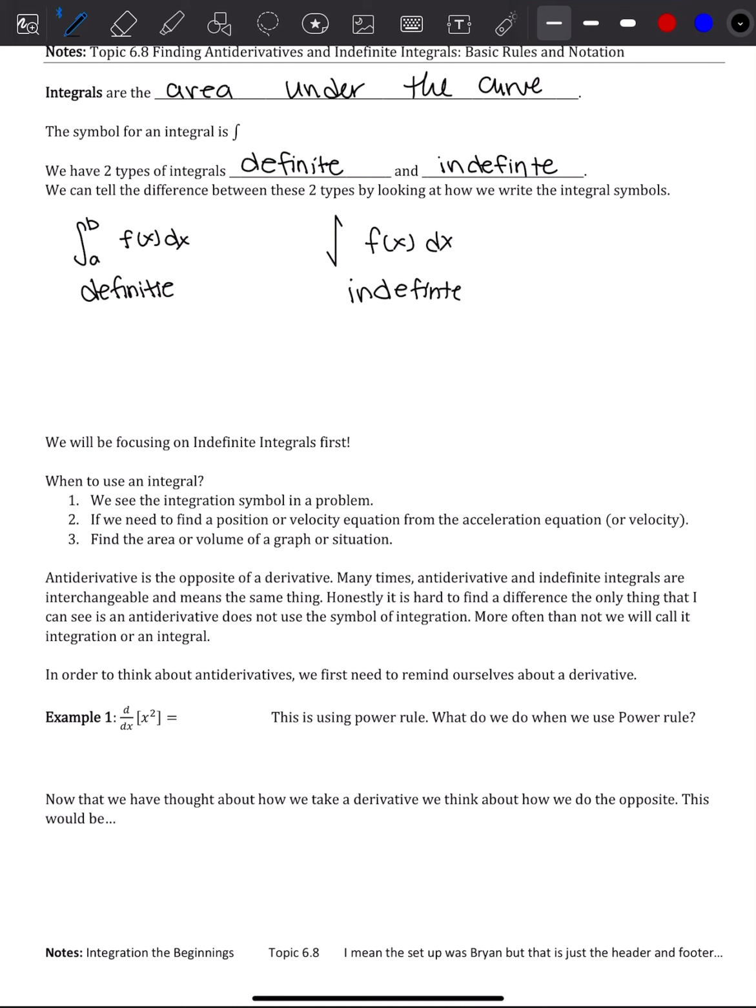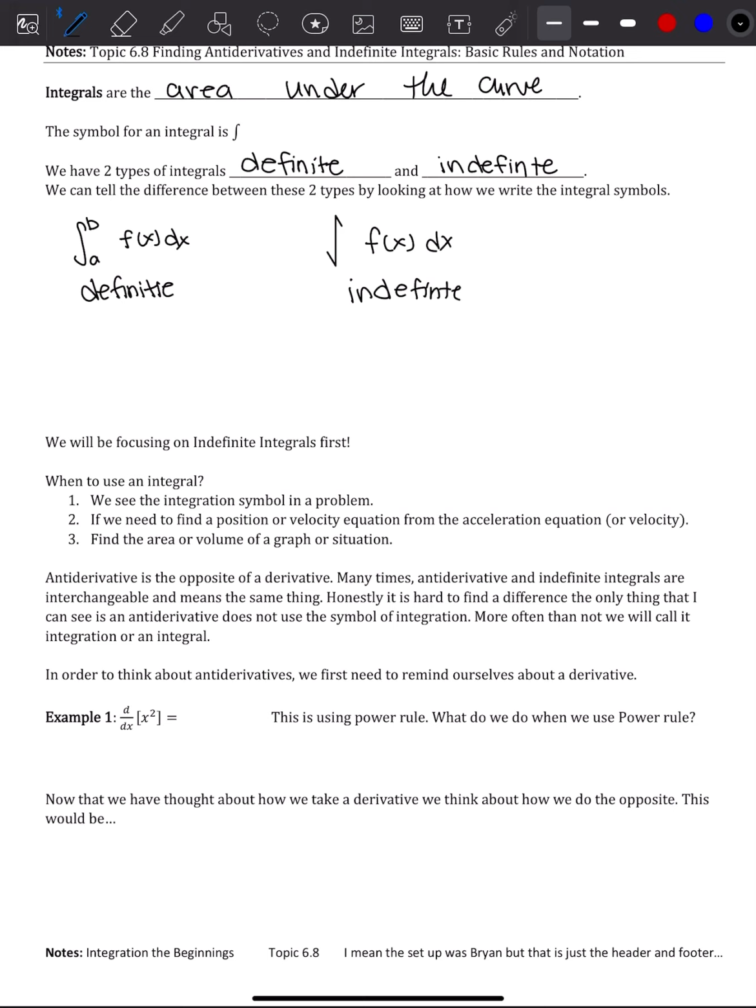One of the things that you're going to hear about is called an antiderivative. It is the opposite of a derivative. Many times antiderivatives and indefinite integrals are interchangeable and mean the same thing. It's really hard to find the actual difference between the two, and the biggest thing that I can see is notation-wise. We generally don't say something with the integral symbol is an antiderivative, and we don't have a symbol for antiderivative like we do for derivatives. d over dx is our derivative, but we don't do the antiderivative like that. So we use the integral symbol.